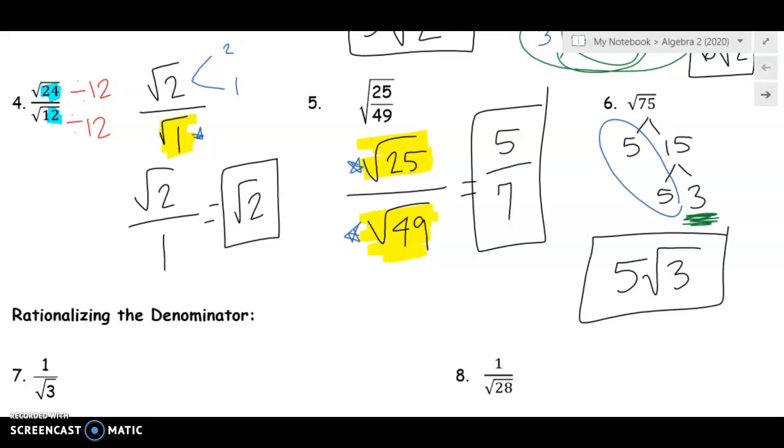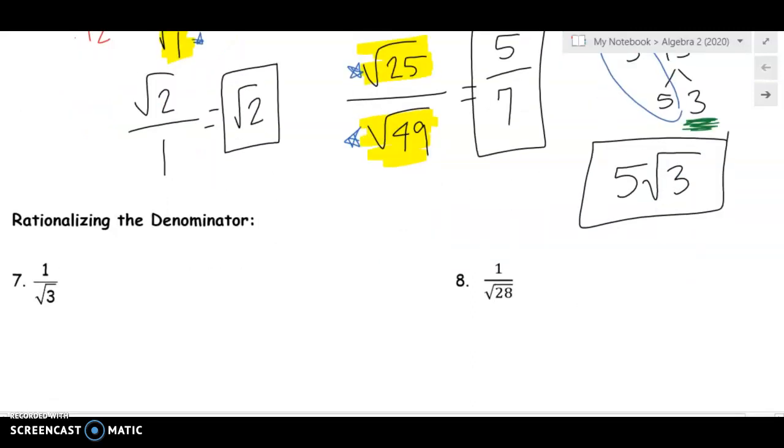Okay? The next little part here, it says rationalizing the denominator. When you want to rationalize, that means that there is a root in the denominator, and you cannot have a square root in the bottom of a fraction. Think like it's illegal. You cannot have that. We do not want that. We try to get rid of it.